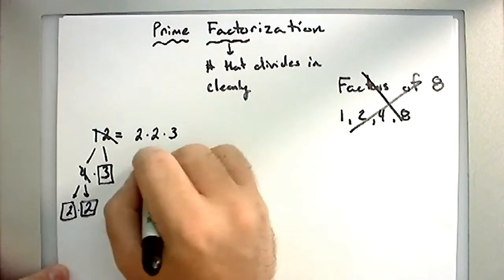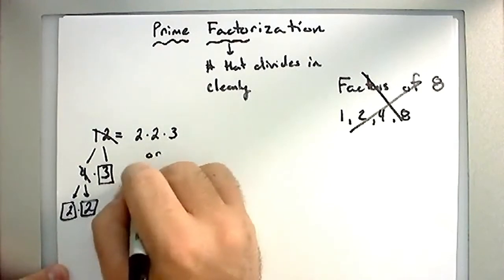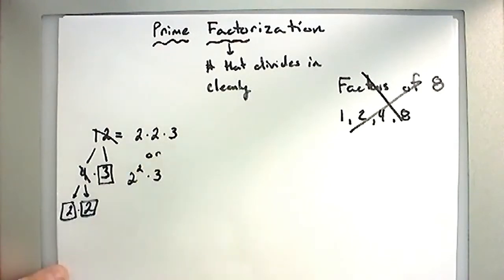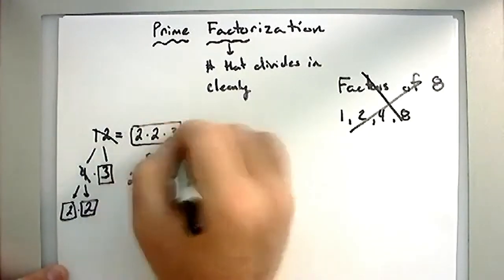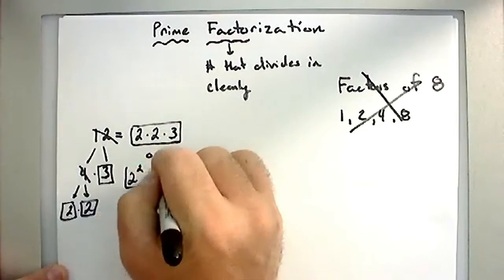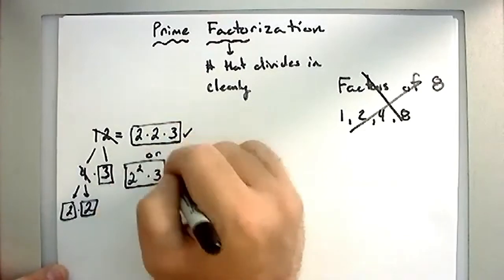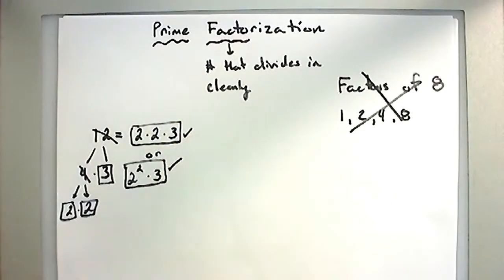You could also write it as 2 to the second times 3, because isn't that what an exponent means? So this is the answer here. 2 times 2 times 3 also could be written like this. I don't care which way you write it. Either one of these is fine for me on the exam. So not a big deal. You just break the numbers down until you can't break them down any further, and then you collect them all back together, and those are your prime factorizations of that number.